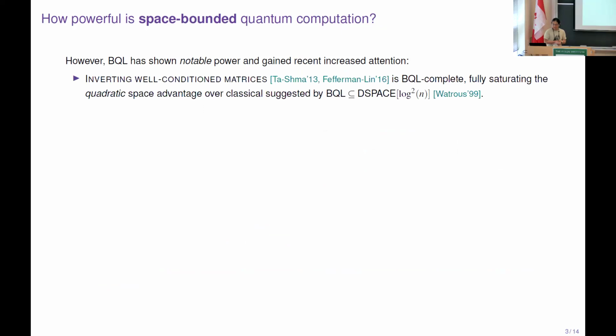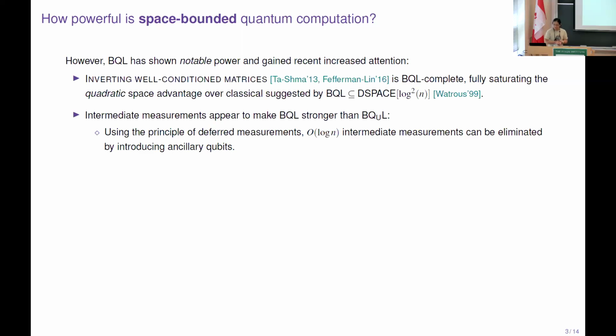When John was defining this model, he also showed that we can simulate quantum log space in deterministic space log squared. And about 10 years after that, Tashima found an example, the inverting well-conditioned matrix problem, for which the best known classical algorithm indeed requires log squared space. But on the other hand, we do have a quantum log space algorithm. Of course, at the beginning, you have to use intermediate measurement, but a few years later, Fefferman and Lin showed that actually this problem is complete for the class, even without needing intermediate measurement.